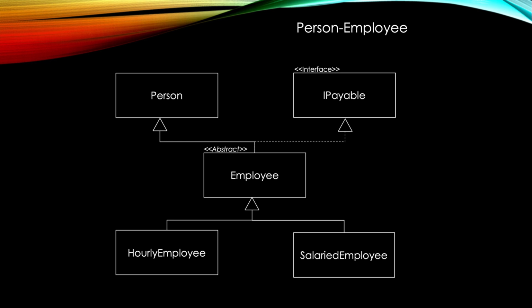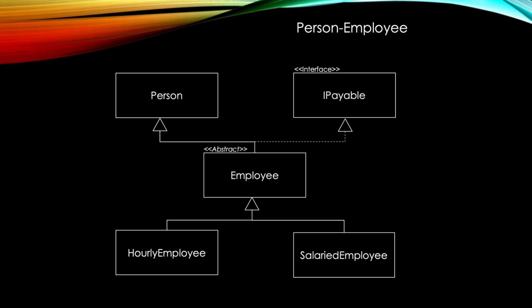But in this architecture, I choose to defer the implementation of iPayable and push that down to hourly employee and salaried employee, because those types of pay calculations will be different for those types of employees. Regarding polymorphic behavior, how does this architecture support it? So you have 5 different interfaces you could possibly target: person, iPayable, employee, hourly employee, and salaried employee.